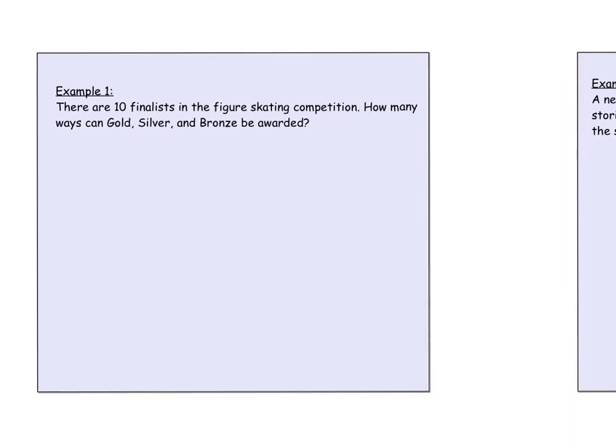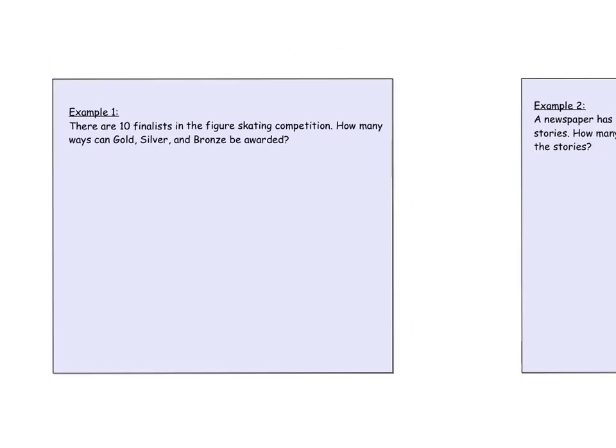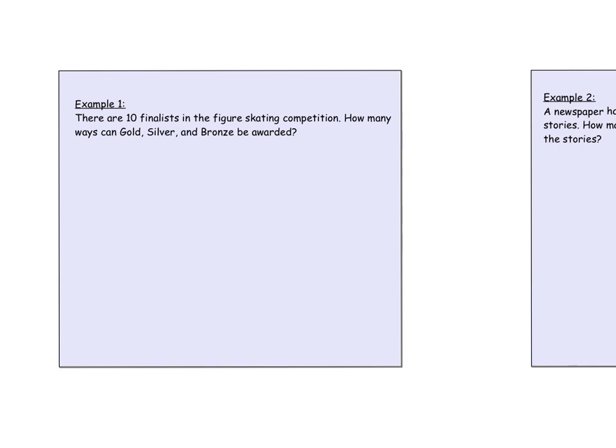It says there's 10 finalists in the figure skating competition. How many ways can gold, silver, and bronze be awarded? So again, it's specific. The order matters. If you're getting first place, you're not going to settle for getting the bronze medal. So this one you have 10 total and you're picking 3. So we'd write it as 10 permutation 3. So we have 10 total, we're choosing 3. The number on the left should always be bigger than the number on the right.